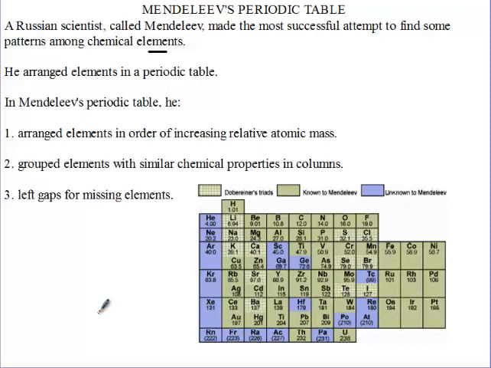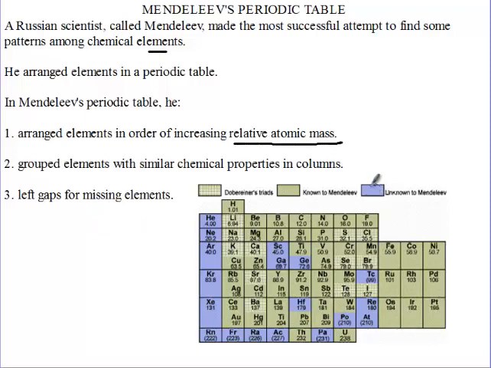Now, in his table, since it was done long ago, there were certain things that were not known at that time. So he arranged elements in order of increasing relative atomic mass. Here, instead of using their atomic numbers, Mendeleev arranged them in terms of increasing atomic masses. He grouped elements with similar chemical properties in columns. And then thirdly, he left gaps for missing elements.